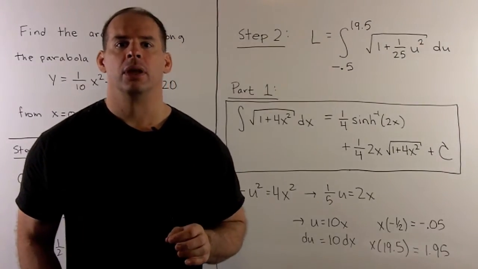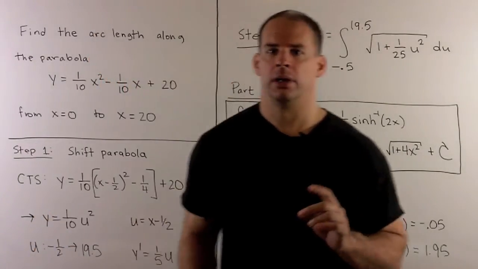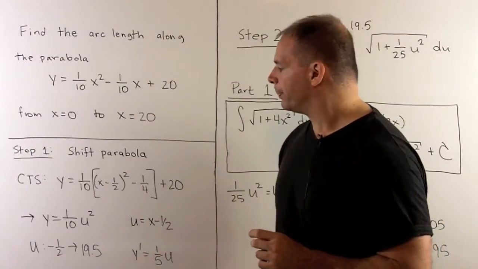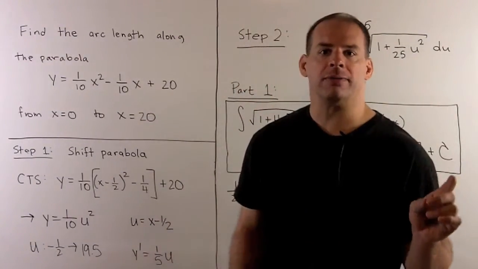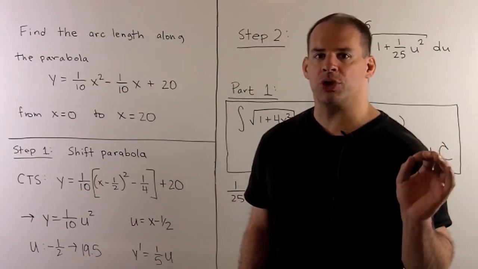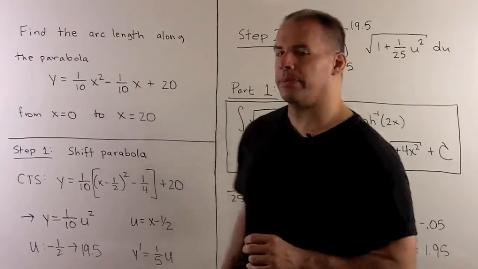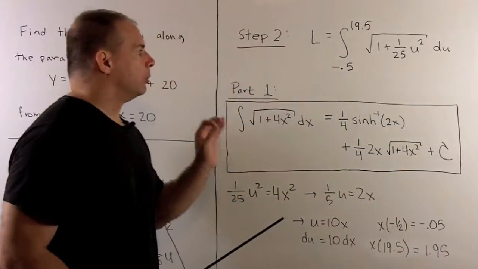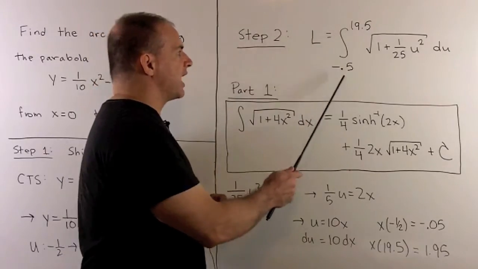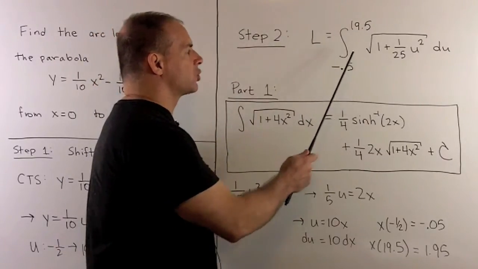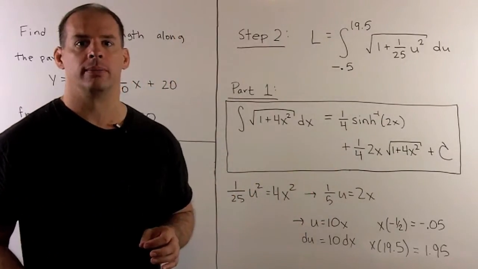Next step, we apply our arc length formula to our data in u. So we have our function, we have our new limits of integration. For our arc length formula, I'll need the derivative of y with respect to u. So y prime is equal to 1/5 u. We put everything into our arc length formula. So we'll have the definite integral from minus a half to 19 and a half, square root of 1 plus 1/25 u squared, with respect to u.